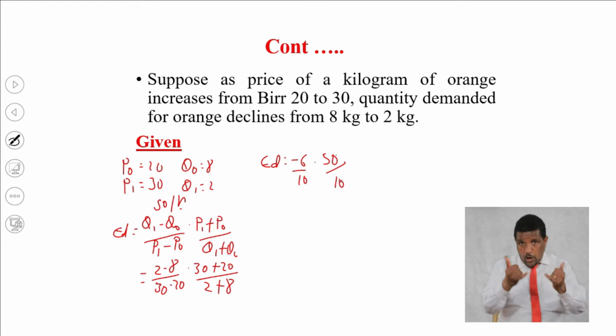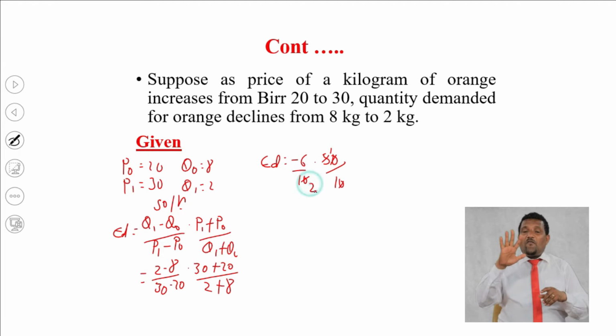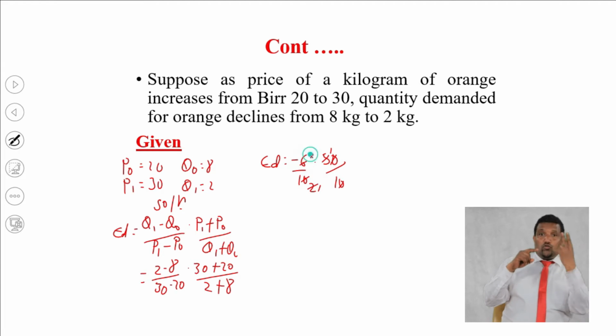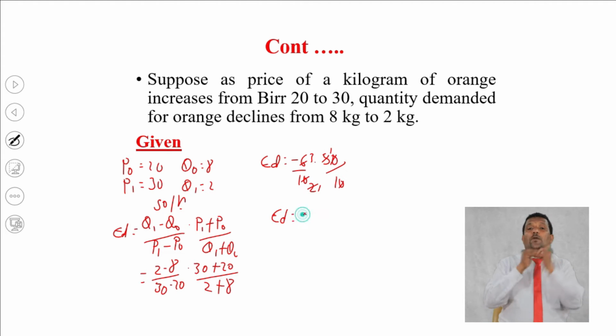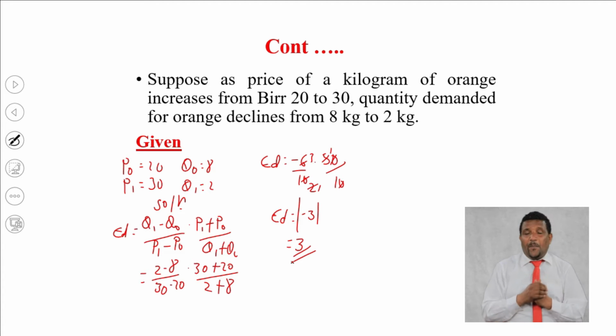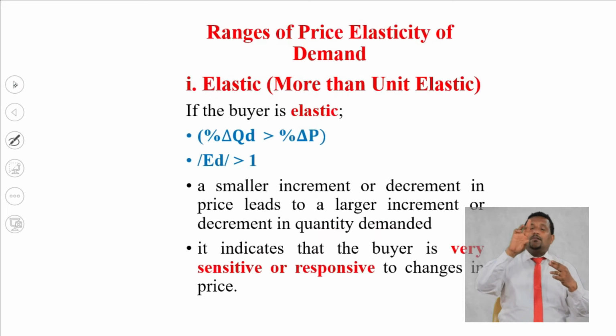Now when we cancel 10 for 10, 5 by 5 is 1, and 6 by 2 is 3, and then the price elasticity of demand equals minus 3, and when we take the absolute value we are left with 3. This is the way of calculating the price elasticity of demand using the arc formula.